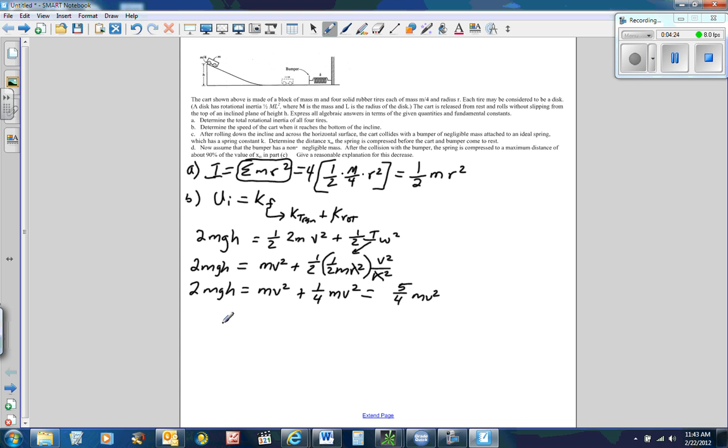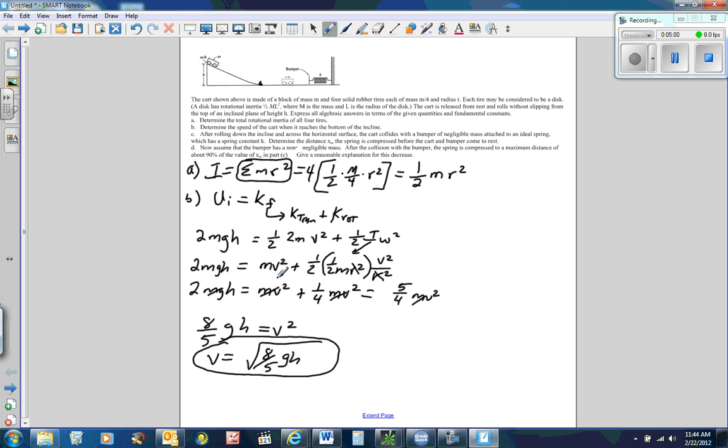So now I notice that my m's all divide out, right? So m's are gone. I don't have to worry about those. So when I move this over here, it's going to be 8/5 gh equals v squared, and so v is going to equal the square root of 8/5 gh. And if you look at the answers, sure enough, that is the total velocity as it gets to this point right there.